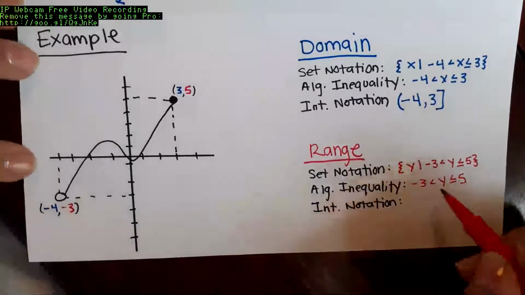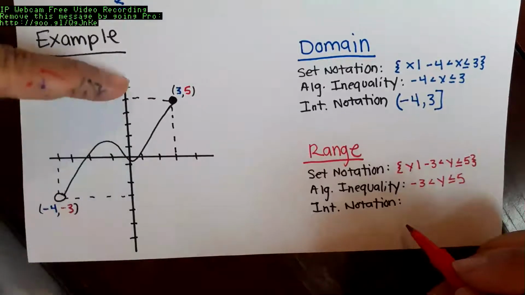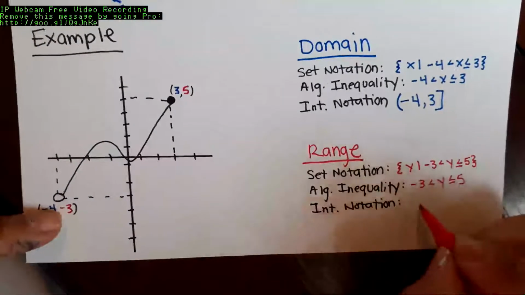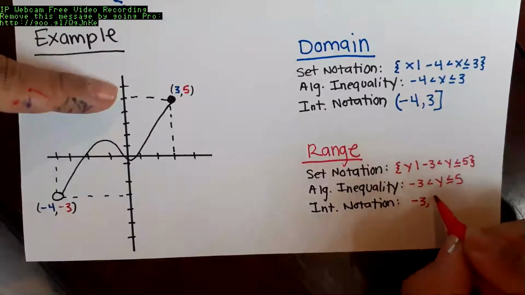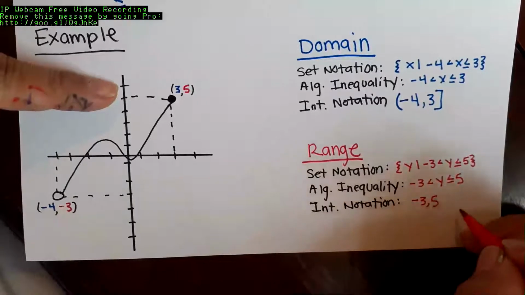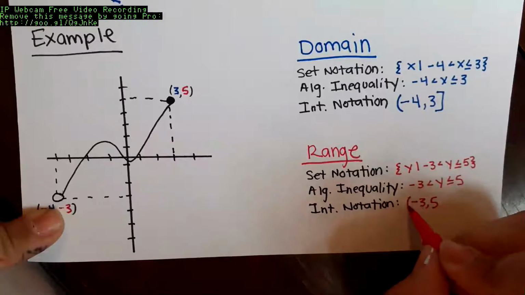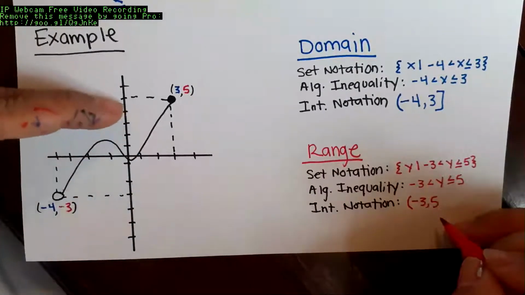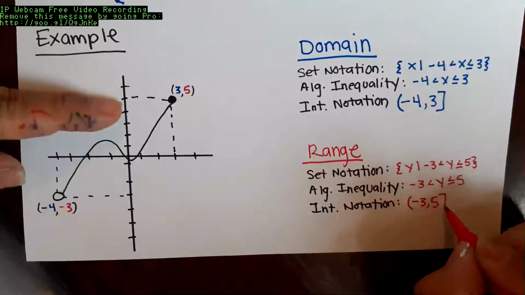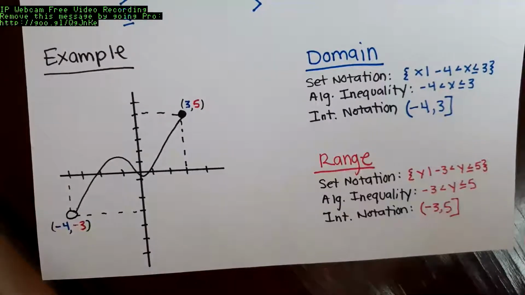Now for my range, I'm going to do the same thing. I'm going to see where it starts and where it finishes. So it starts here at -3 and it goes up until 5. And am I going to use brackets or parentheses? Well, here at -3 I have an open circle, so parentheses. Up at my 5 I have a closed circle, so that's a bracket. And that is interval notation, set notation, and algebraic inequality.